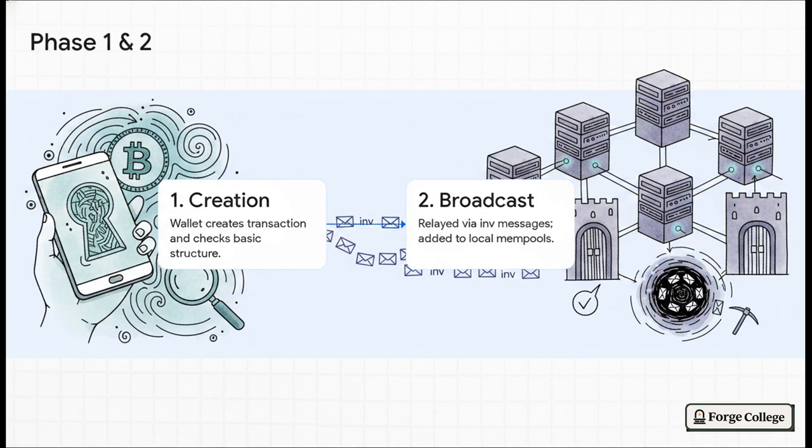Step 2, broadcast. Your wallet hands this transaction over to the network. The postal hubs immediately scoop it up and relay it outward using what are called inv, or inventory messages. Within seconds, the gatekeepers, your full and pruned nodes, receive it. They hit the brakes, check it against the strict consensus rulebook, and if it passes, they drop it into their mempool, our waiting room, so it can just chill and wait for a miner.